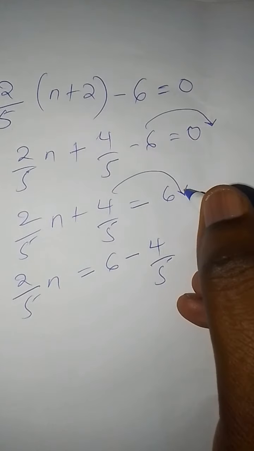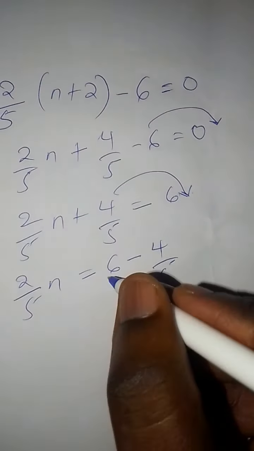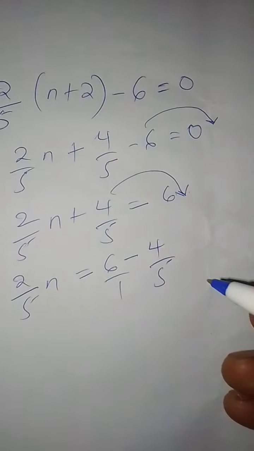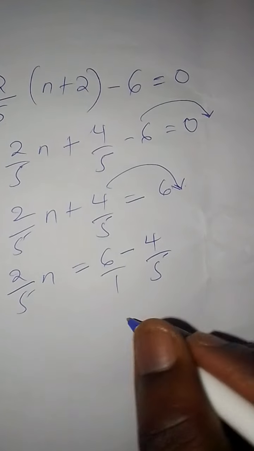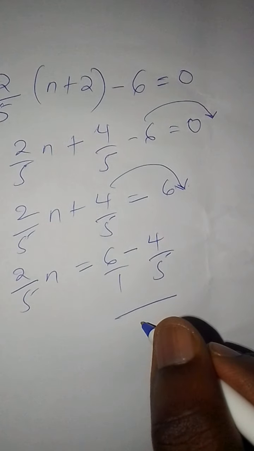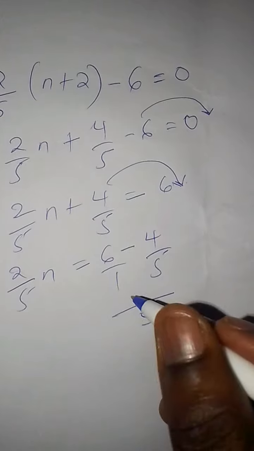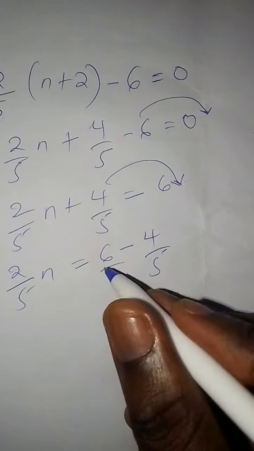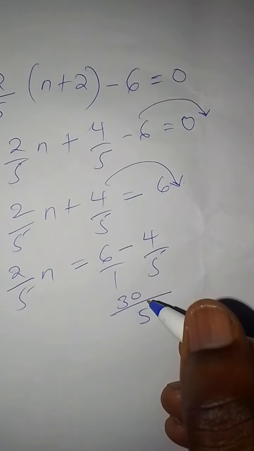When it comes, it crosses the equal sign. So here we shall now have 6 over 1. So I want us to work out this fraction first. So the LCM here is 5, so we shall have 5. Then from there 1 goes into 5, 5 times 6 is 30, so we shall have our 30 there.